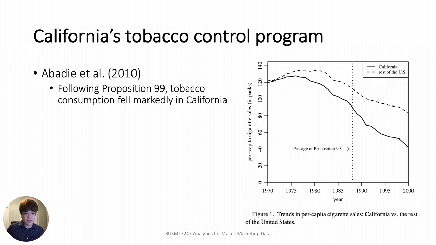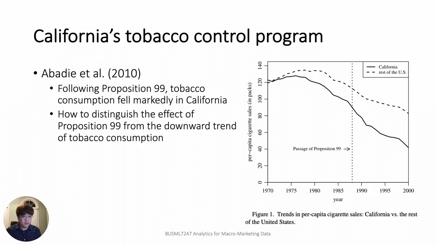The research question is to estimate the effect of Proposition 99 on the tobacco consumption. As mentioned, there already was a downward trend in the tobacco consumption before the passage of Proposition 99. So the key is how to distinguish the effect from the downward baseline trend.